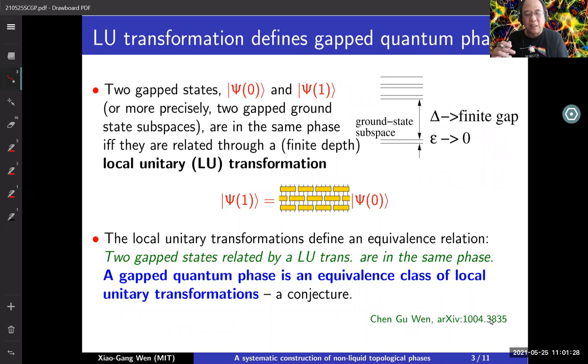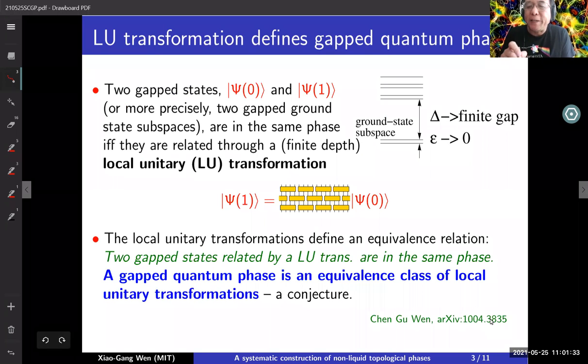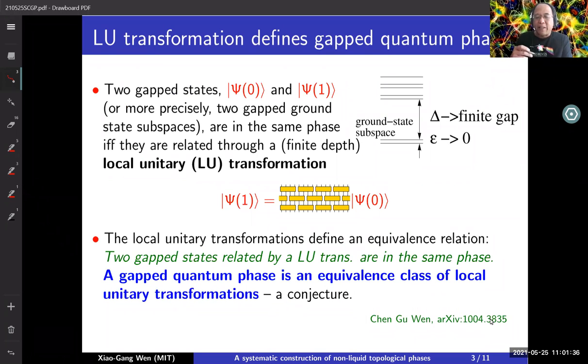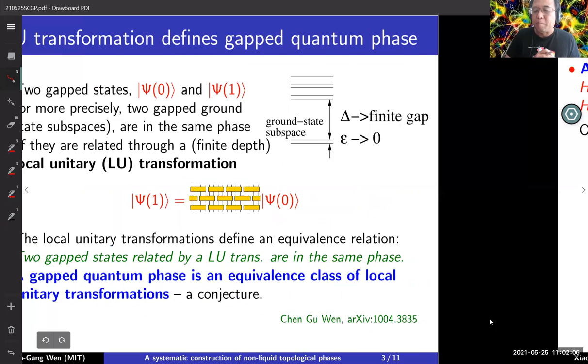This led to the definition of a gapped phase. To define a gapped phase, we have to really consider this sequence of many-body systems as sites go to infinity. And these two sequences are connected by a local unitary transformation. All the ground states, or ground state subspace to be more precise, are connected by this local unitary transformation. So this defines the equivalence between two sequences, and that defines the phase of the quantum gapped phase.